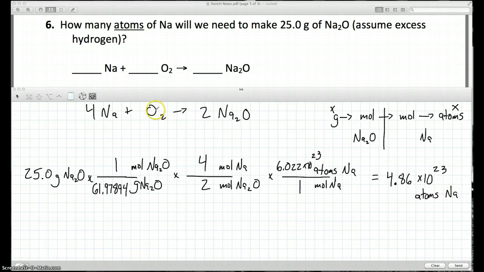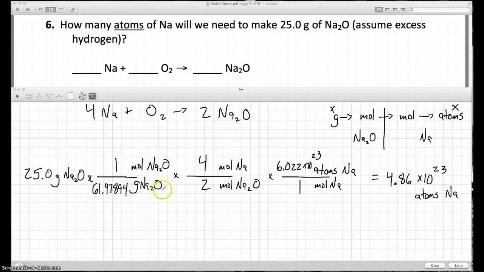I'm looking at the setup here. Moles and grams are together, so mole is 1. Mole and atoms together, mole is 1. The 2 moles together, we always look at our balanced equation. 4 moles for Na, 2 moles for Na2O. The 61.97 number I got from adding 2 Nas and 1 O.